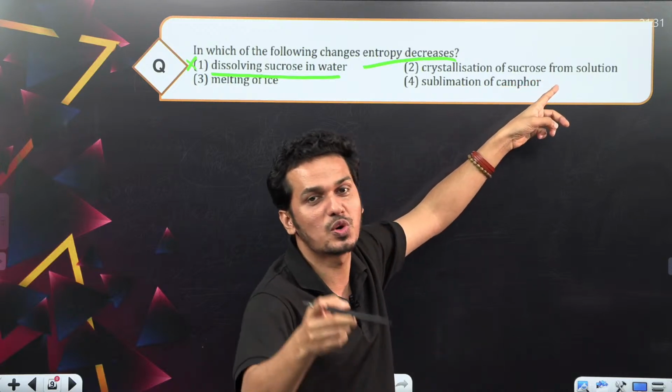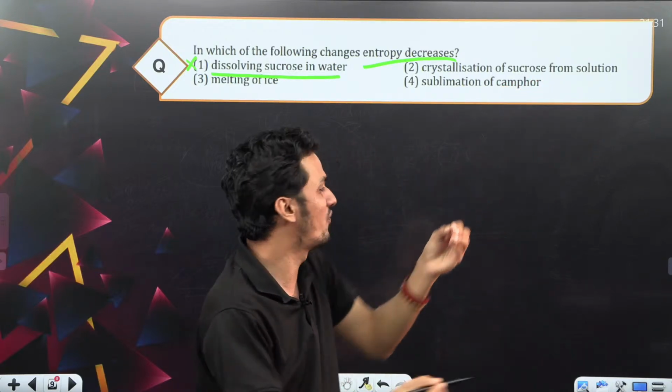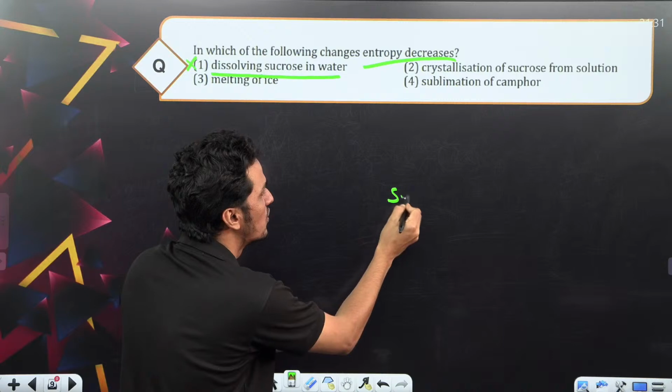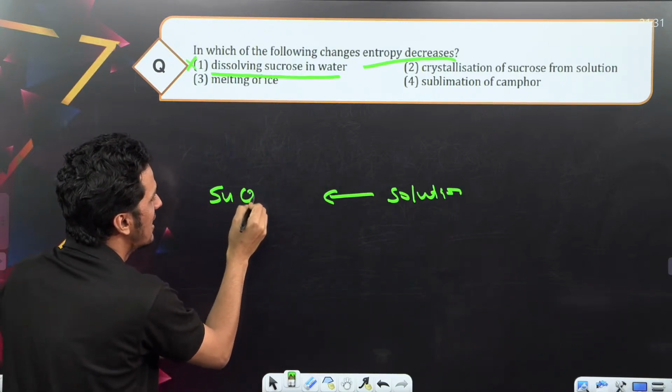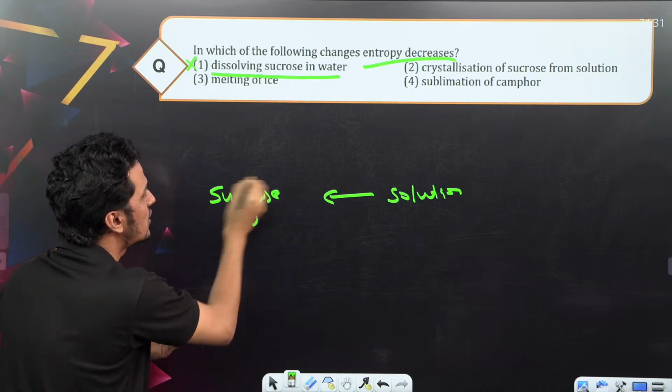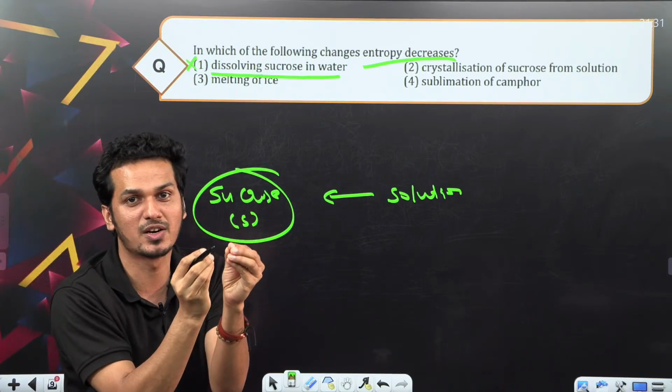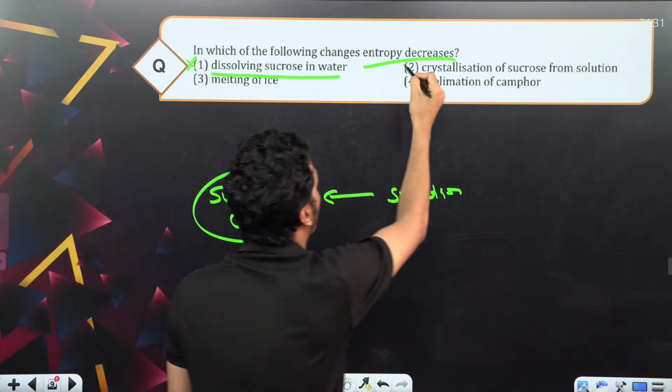Crystallization of sucrose from solution. Okay, sucrose is crystallizing. It is coming back to the solid state. So particles are coming closer. Entropy decreases. That's our answer.